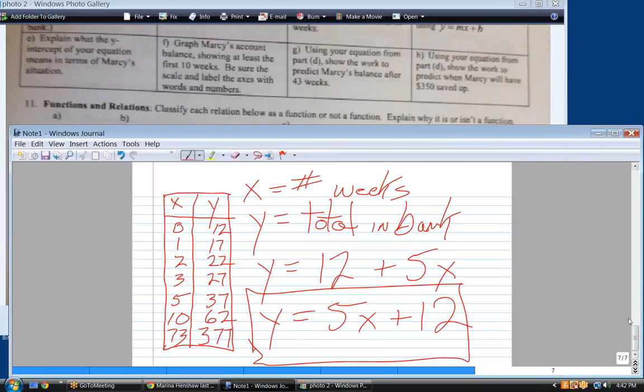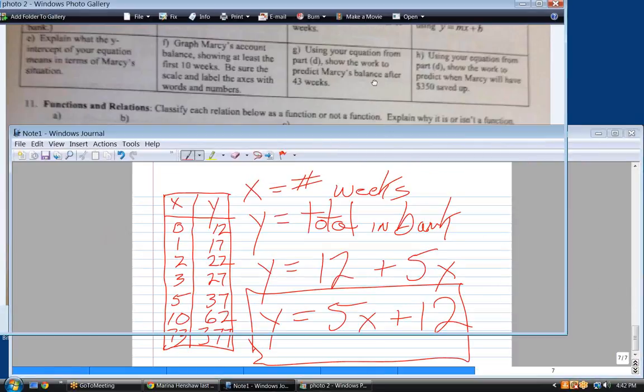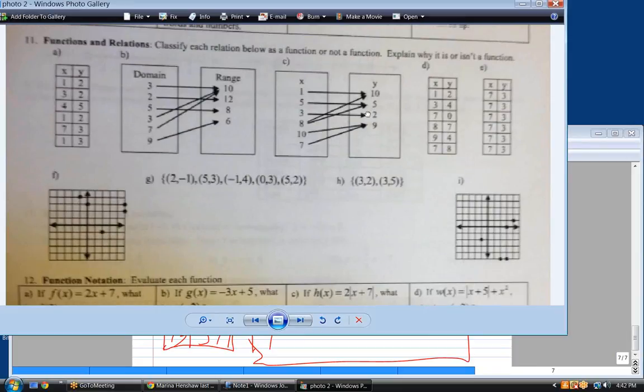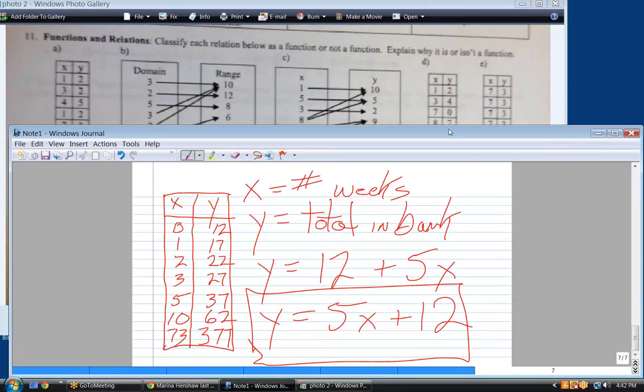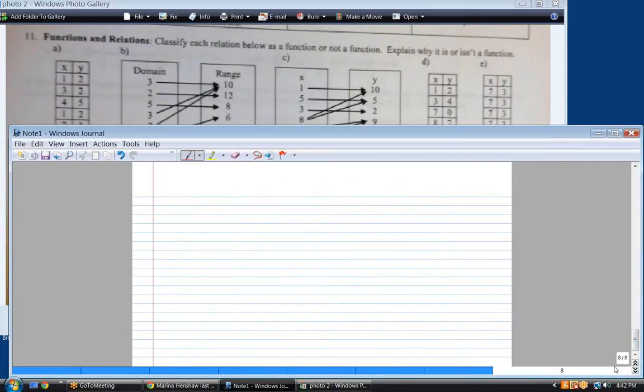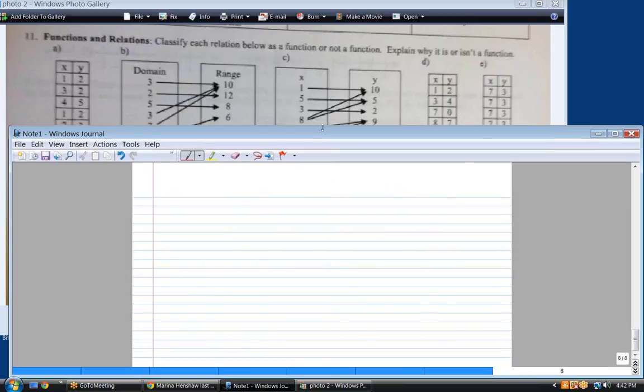Could we move on to number 11? Yep. I need help in that one the most. Yep. 11, 12, and 13 are the ones I'm struggling on. Okay.